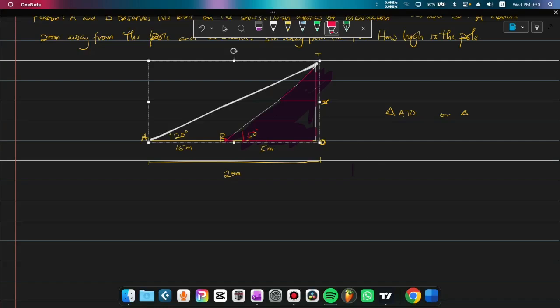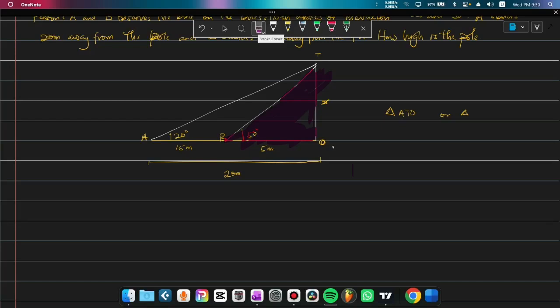This is a JAMB exam, so if you can visualize the diagram in your head, you don't have to draw. But if you can't visualize it, you can try and draw to make your solving easy. And for those that are not writing the JAMB exam, they have to draw. So let me just use the easiest, angle ATO.